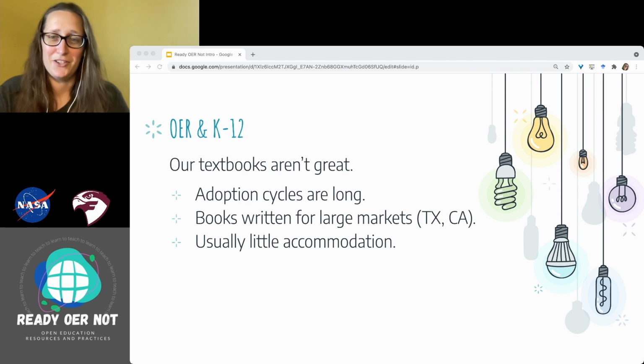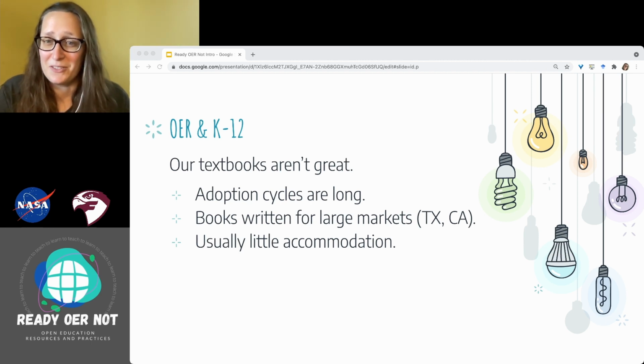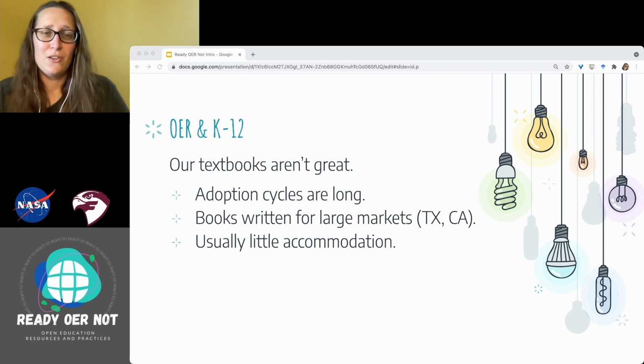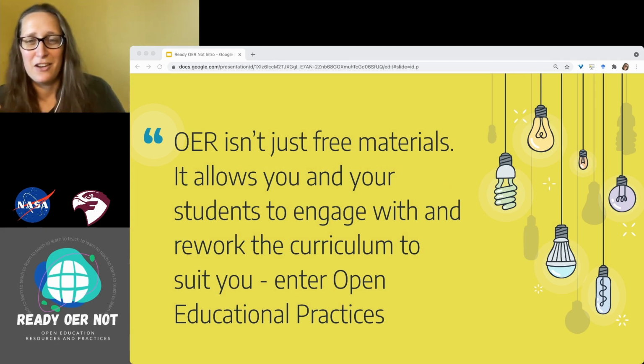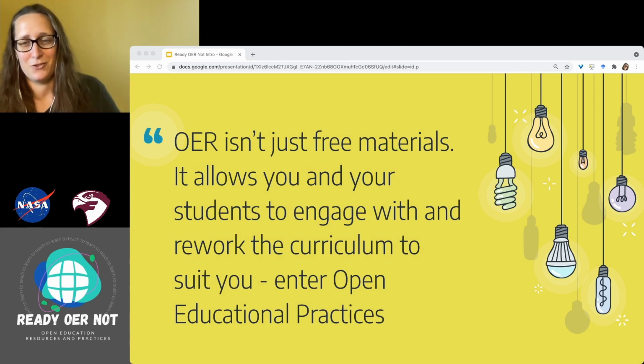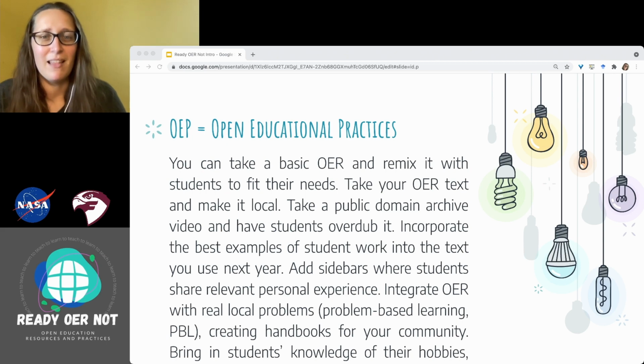And when I say accommodation, I'm not just meaning those IEP accommodations that are critical. I also mean little accommodations for what my students were interested in, what their experiences were, what they had knowledge in. So there's some things about textbooks that aren't great that OER can address. It's not just free materials. It allows you and your students to engage with and rework what you are learning to suit you. This is often titled Open Education Practices, or OEP. These are the things that OER allows you to do.